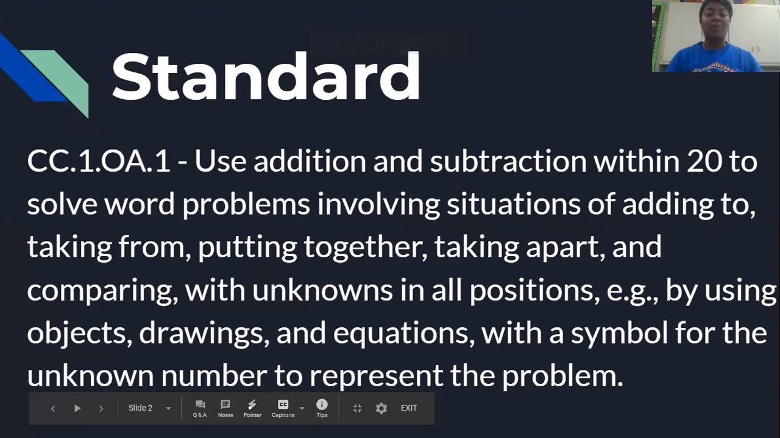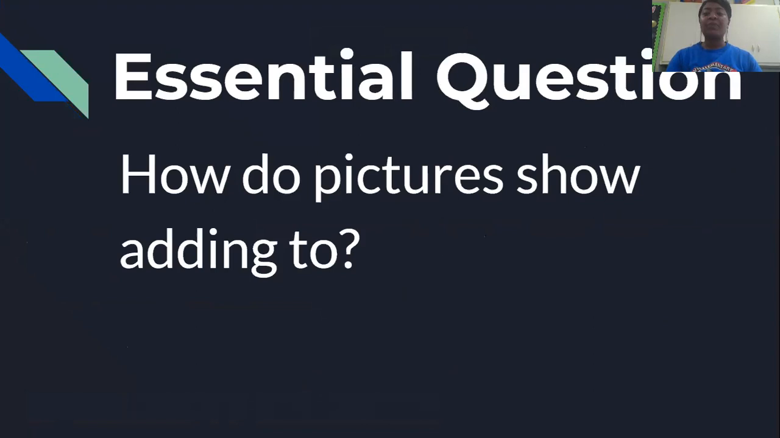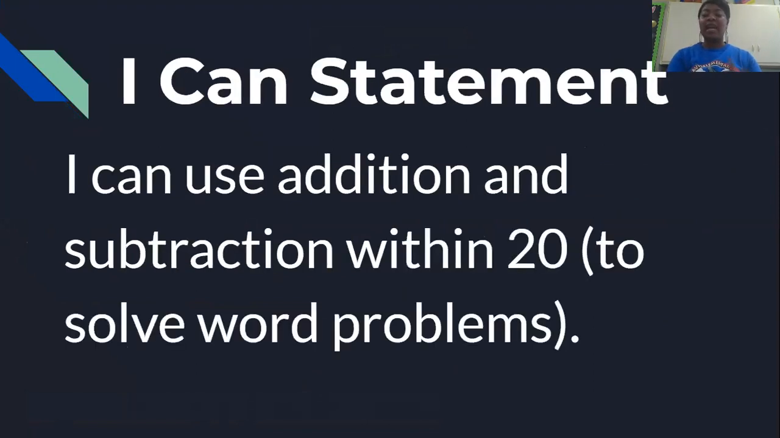Our standard is 1.OA.1. Use addition and subtraction within 20 to solve word problems involving situations of adding to, taking from, putting together, taking apart, and comparing with unknowns in all positions. For example, by using objects, drawings, and equations with a symbol for the unknown number to represent the problem. Our essential question, what we're thinking about: how do pictures show adding to? Repeat after me. I can use addition and subtraction within 20 to solve word problems.